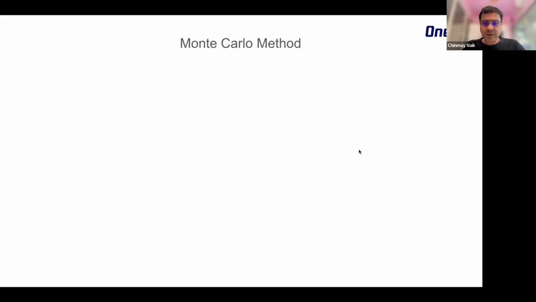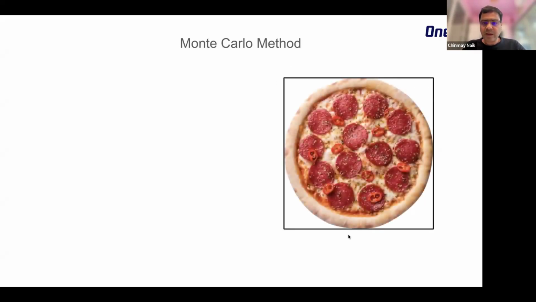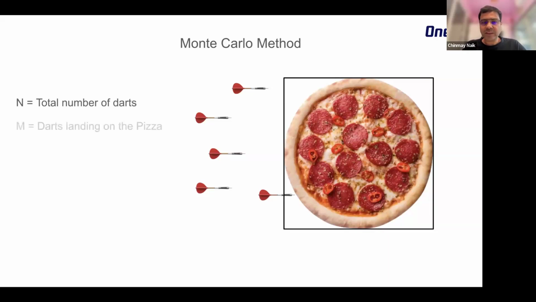What does that mean? The way it works is, imagine a 1 by 1 square, and then you have a circular, pizza-type shape. Imagine you're throwing darts randomly on this. Some darts will land on the pizza, some darts will land outside of the pizza. If you do this enough times, millions or trillions of iterations, then the ratio of darts landing on the pizza to the total darts you throw is going to be pi by 4. So with that, you can calculate pi.